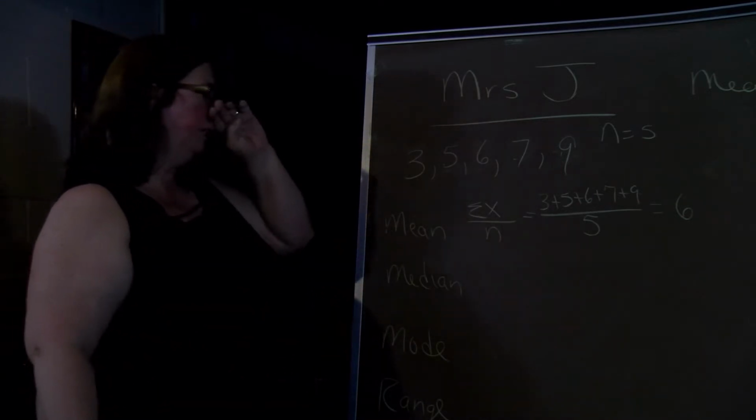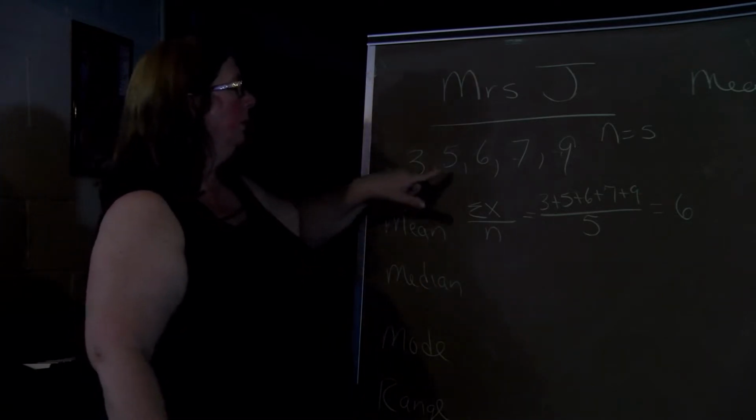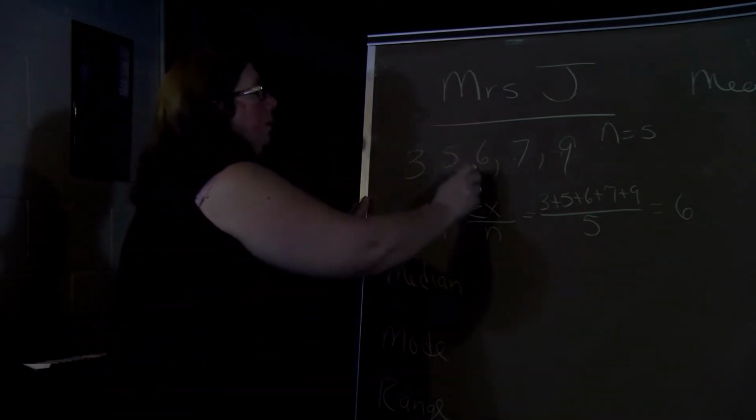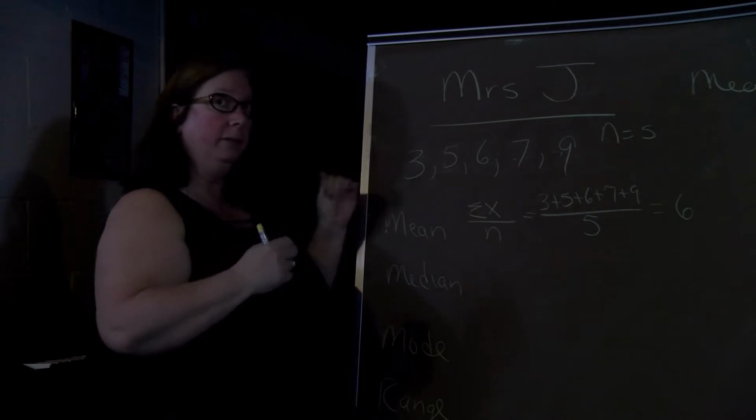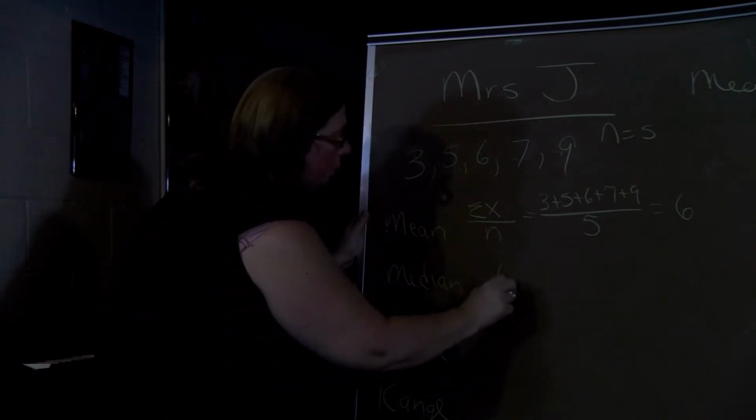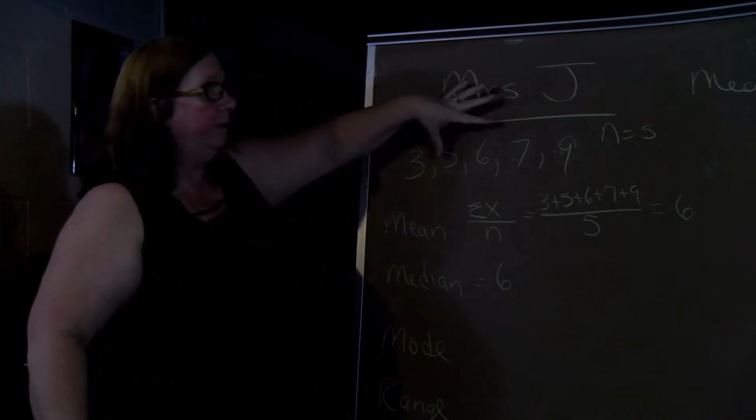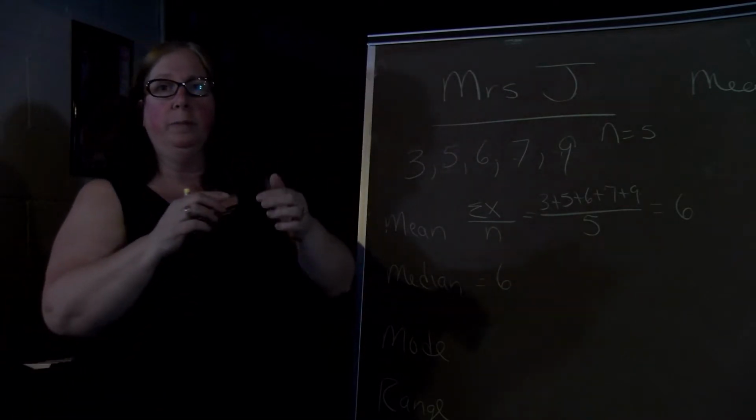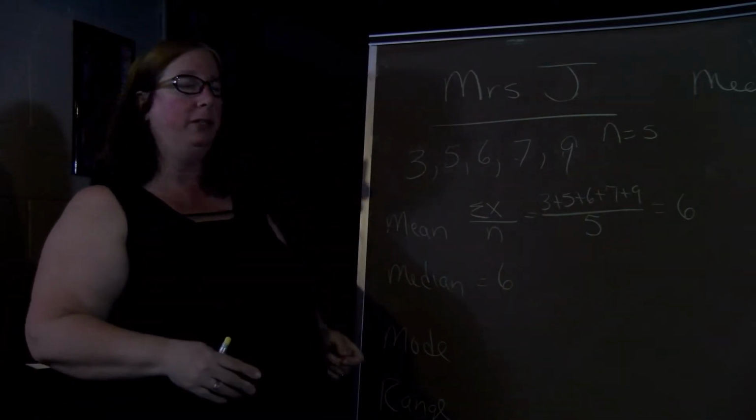Median is the middle number. Since there's 5 pieces of data, the middle is right in the middle, and so in this case it's 6. If there was an even number, take the 2 middle ones, add them together, and divide by 2.